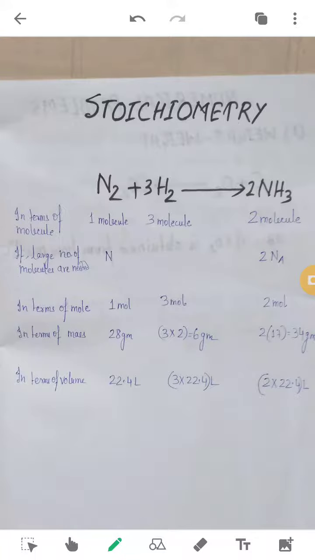Okay, students, we will start with the stoichiometry of chemical reactions. Substances which react are known as reactants, and the substances which are formed after the chemical reactions are known as products. We all know about this. Now, in the chemical reaction I have shown you, nitrogen reacts with hydrogen to give us ammonia. Nitrogen and hydrogen on the left hand side are reactants, and ammonia on the right hand side is the product.